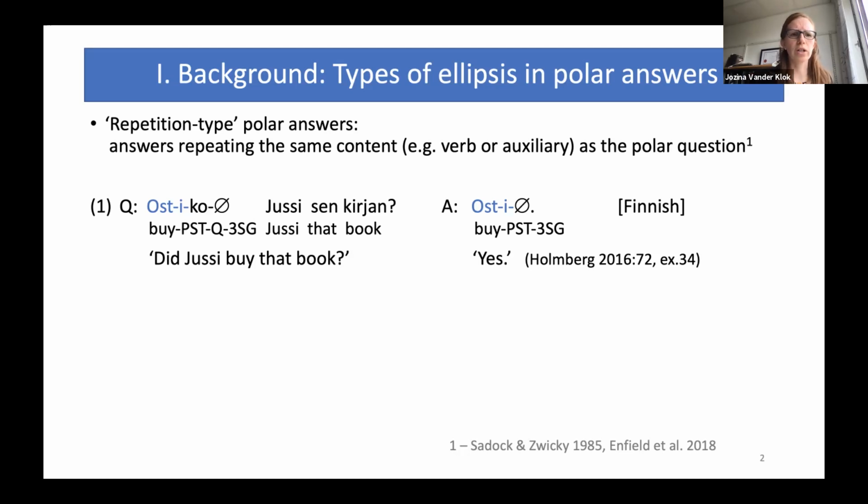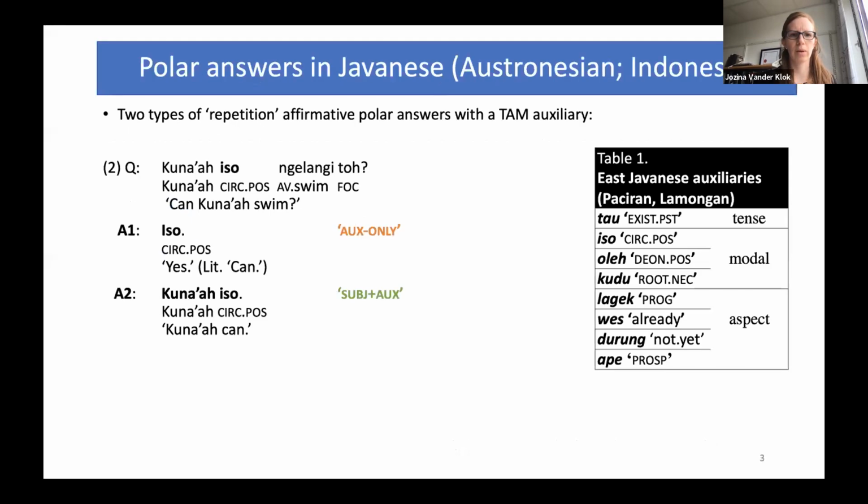In answer to the question, did Jussi buy that book? You can answer with the inflected verb as an affirmative answer. In Javanese, which is a Western Malayo-Polynesian language spoken on the island of Java in Indonesia, there are 2 types of repetition affirmative polar answers with a TAM auxiliary. So this is illustrated in 2.